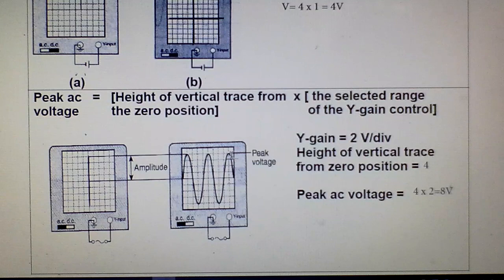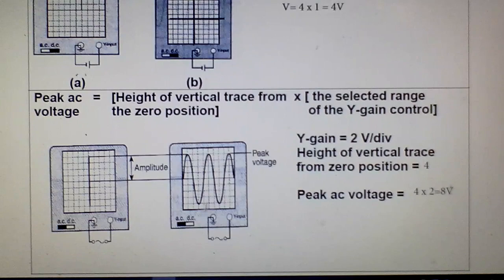So the height of the vertical trace from the 0 position is 4. You just count 1, 2, 3, 4. Or here 1, 2, 3, 4. So the height from the 0 position, where 0 is at the center of the screen. So peak voltage is equivalent to displacement, 4, multiplied by the Y gain. Y gain is 2 volt per division. So 4 times 2 becomes 8 volt. So you get the peak voltage for the AC voltage is 8 volt.